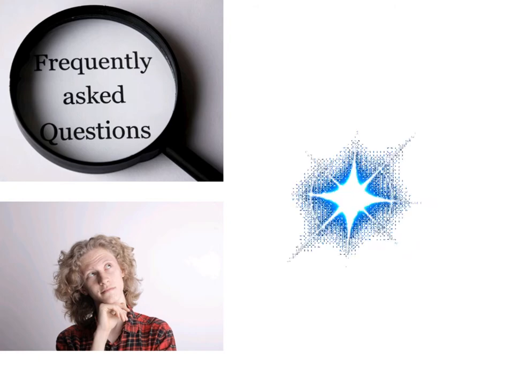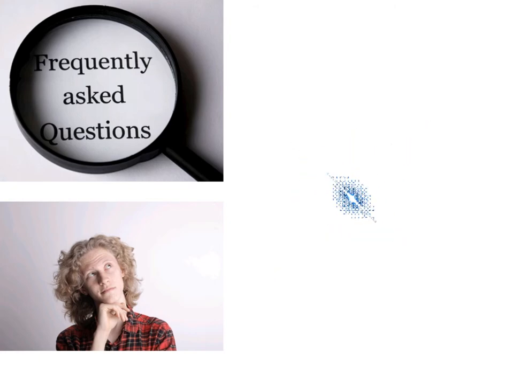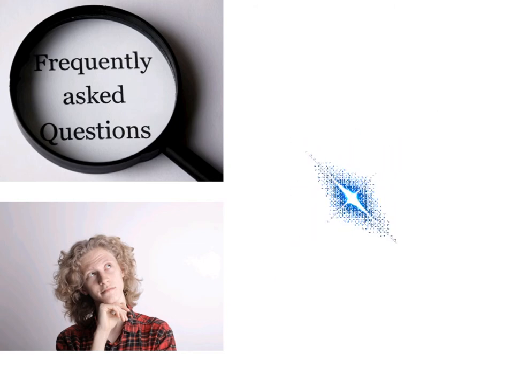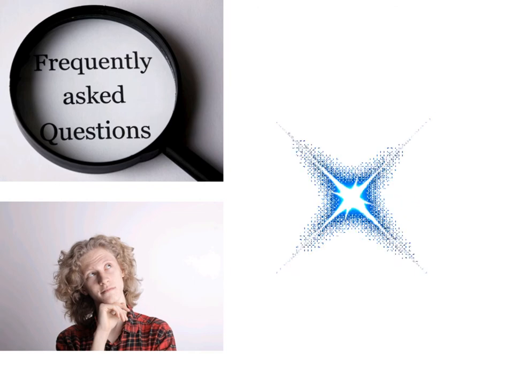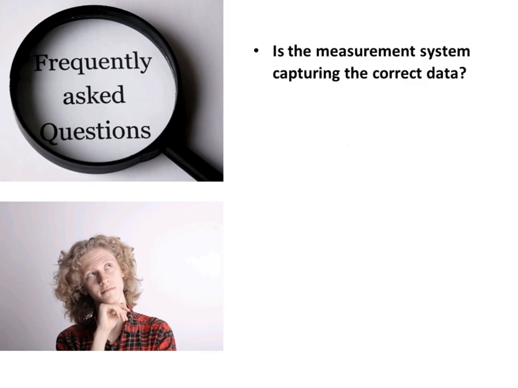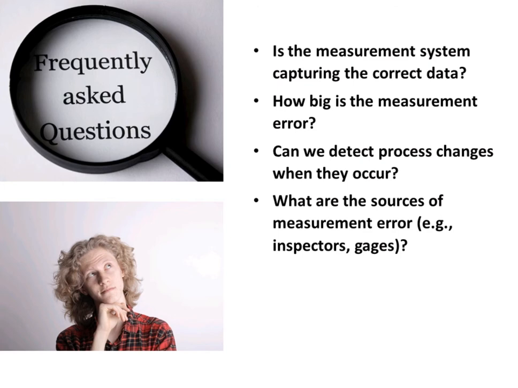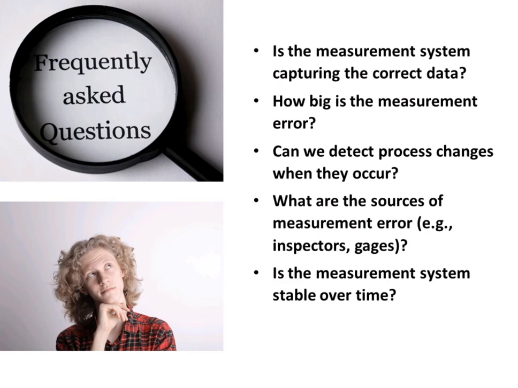Process owners should ask themselves the following questions to better understand the capability of the measurement system for a particular CTQ to deliver the information needed for making process improvement decisions. Is the measurement system capturing the correct data? How big is the measurement error? Can we detect process changes when they occur? What are the sources of measurement error, such as inspectors, gauges? Is the measurement system stable over time?